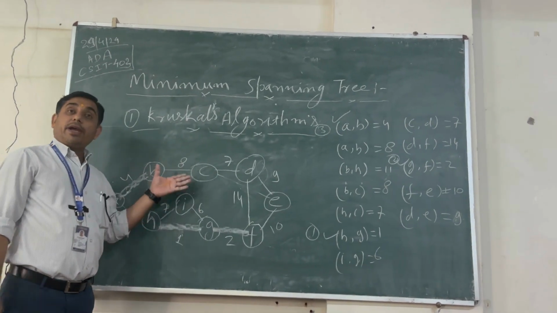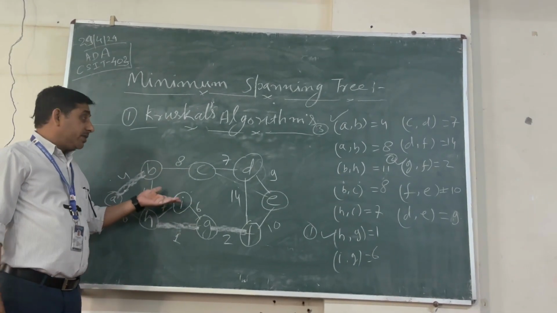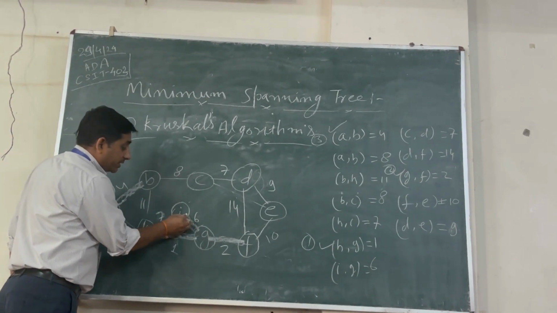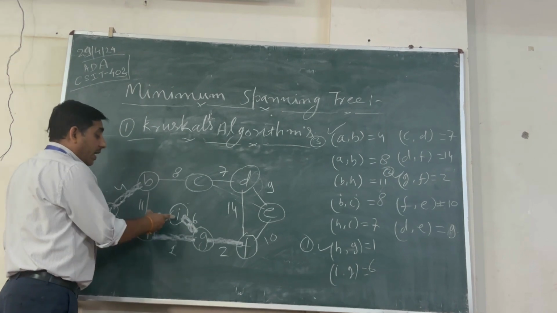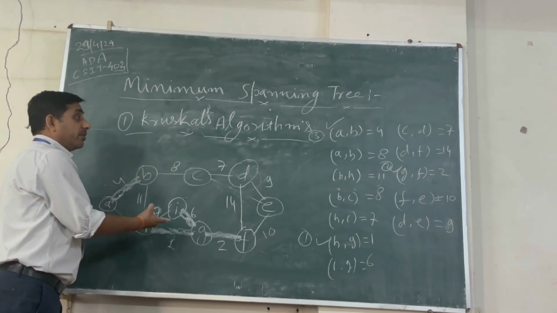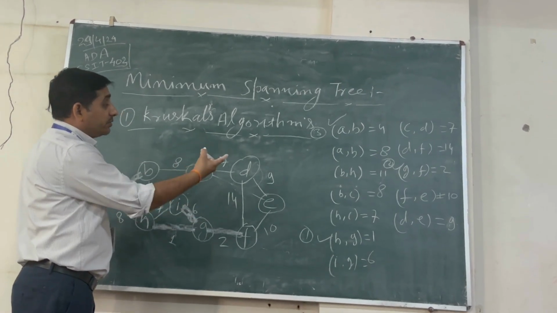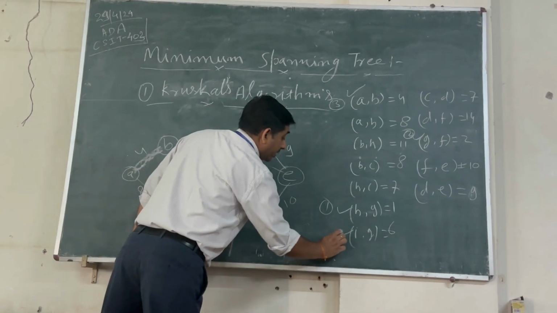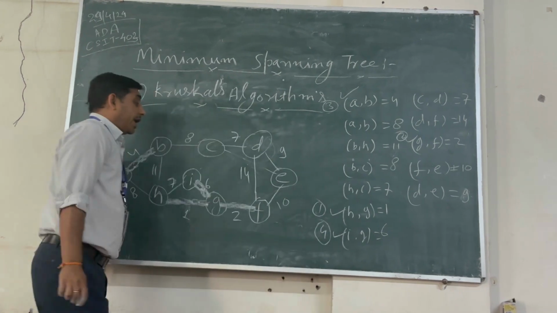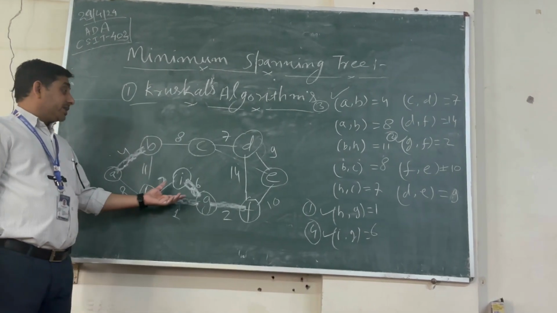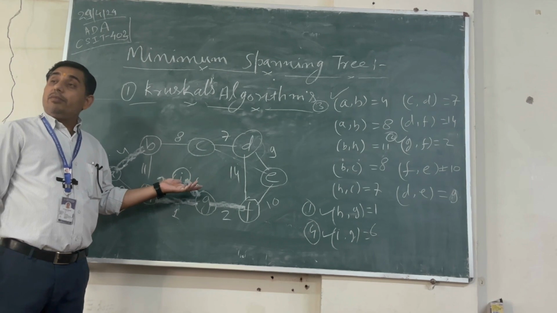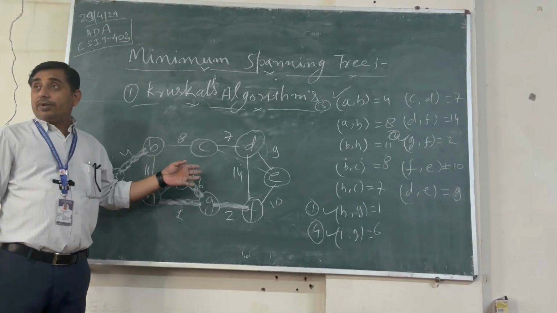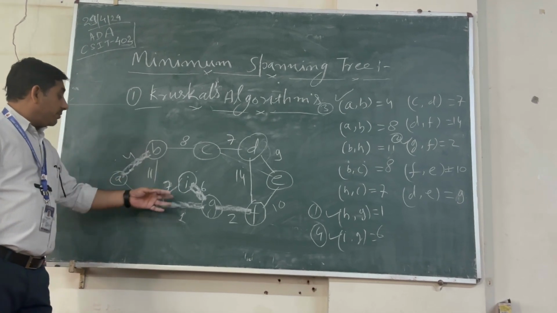And again we'll find the minimum one. So which one is minimum? The 6 is minimum. So this is the 6, between I to G, or G to I. This one is the 4th step. And the next step is to find the minimum edge between the two vertices.